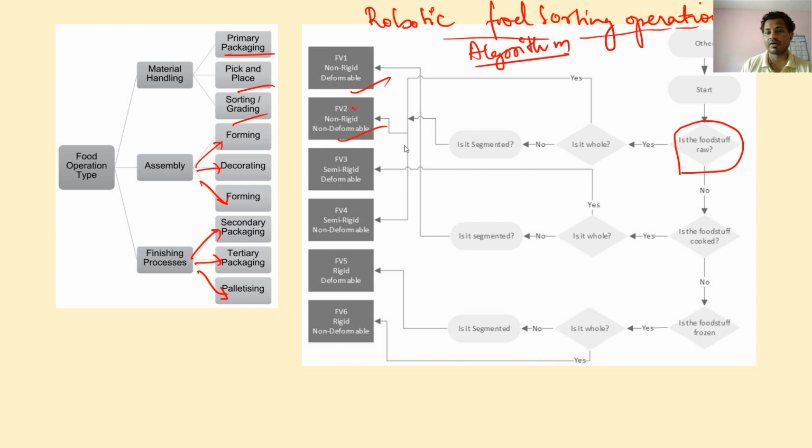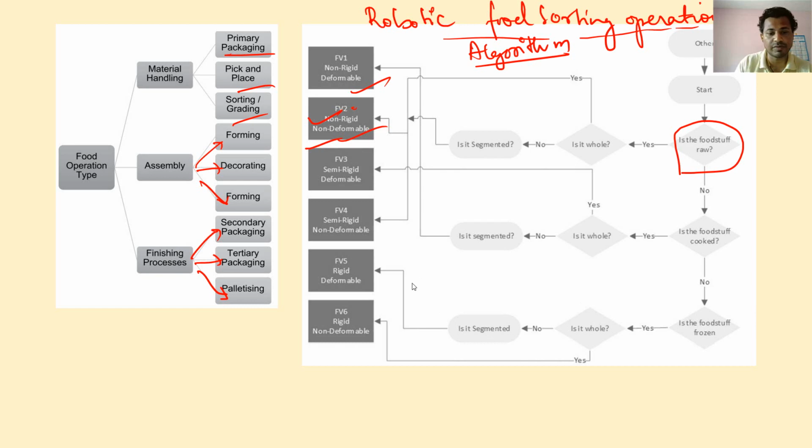If we see the other branch, if this foodstuff is raw, is it whole? The answer is no, is it segmented? If it is yes, then it is characterized as non-rigid, non-deformable. Now the algorithm states that if it is no, is the foodstuff cooked? If it is yes, is it whole? Then it is semi-rigid, deformable. Otherwise it is segmented and semi-rigid, non-deformable. In this way basically the algorithm goes and the machine processes the data. Is the foodstuff cooked? Is it frozen? If it is yes, is it whole? If yes, is it rigid and non-deformable? Is it segmented?